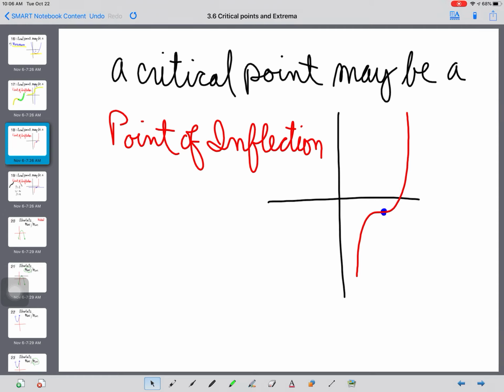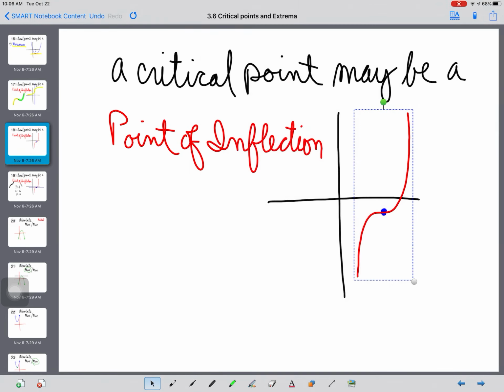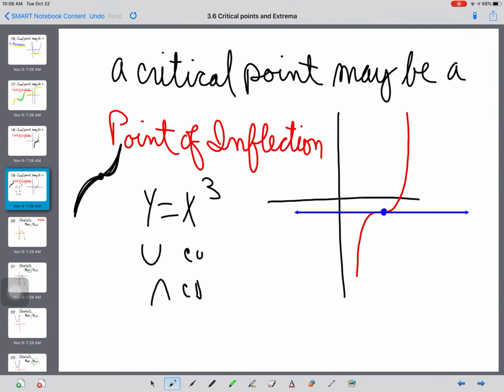And that's what I'm showing you here. This blue dot here is representing a point of inflection. It's not a maximum or minimum, but for a split second, there's a horizontal tangent, but there's a change in the curve of the graph. This is curving down, this is curving up. We talk about what's called concavity. So this is concave down, this is concave up. And there's a change in y equals x cubed at that inflection point.